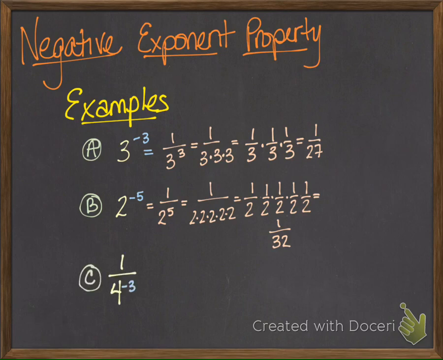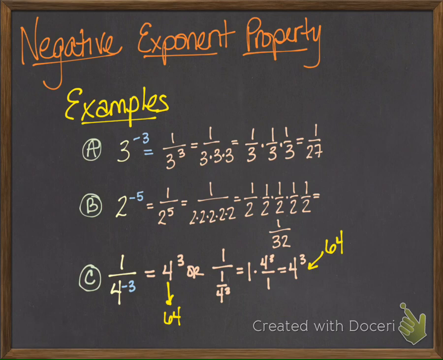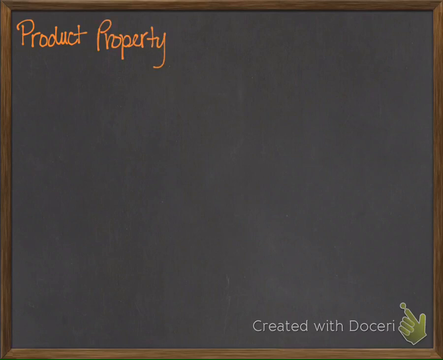And an example of the other form: what if the negative exponent's already in the denominator? Well, I can either recognize it as 4 to the 3rd, or I can go through that whole process. 1 over 4 to the negative 3rd is really 1 over 1 over 4 to the 3rd. If I divide by a fraction, I multiply by its reciprocal, which is how we get to 1 times 4 cubed over 1, or just 4 cubed. 4 cubed, 4 times 4 times 4, we get 64, regardless of which way we think about it. Moving on. Our product property.